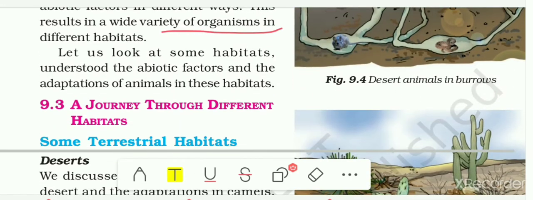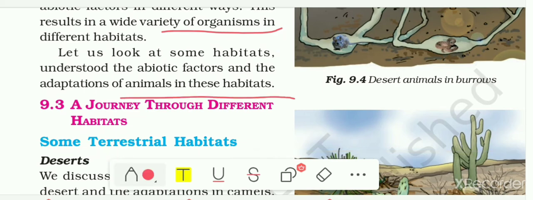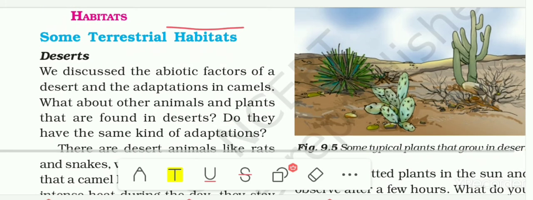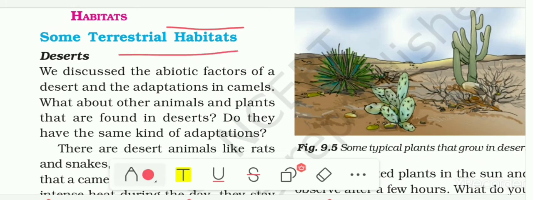So now let us look at some habitats and understand the abiotic factors and adaptations of animals in these habitats. Now we will see the different habitats and how plants and animals survive or adapt themselves in such habitats. So the next topic is a journey through different habitats. In that, the first one is terrestrial habitats. We had seen that the plants and animals that live on land are said to live in the terrestrial habitat. In the terrestrial habitat, the first example is deserts.